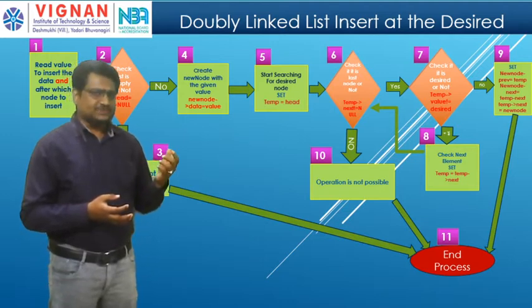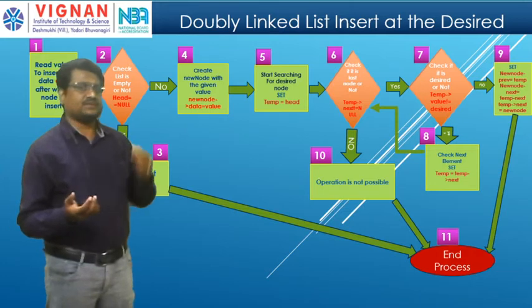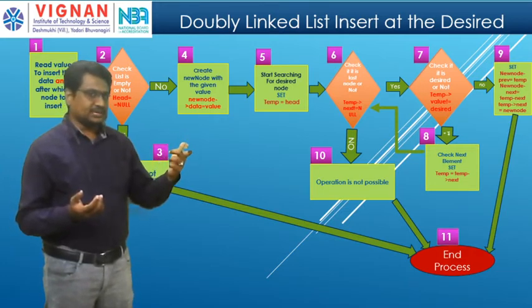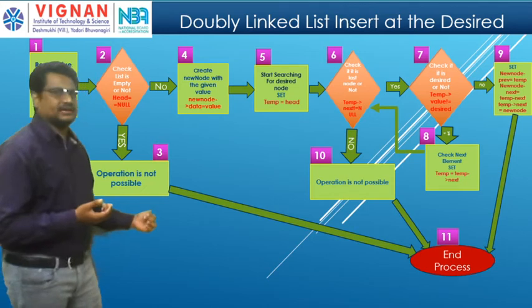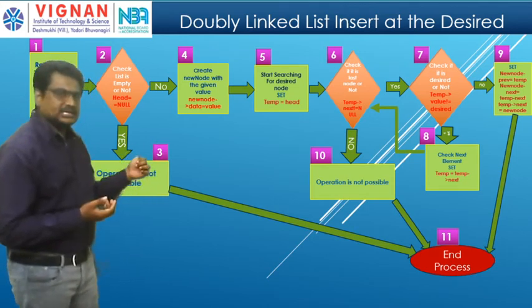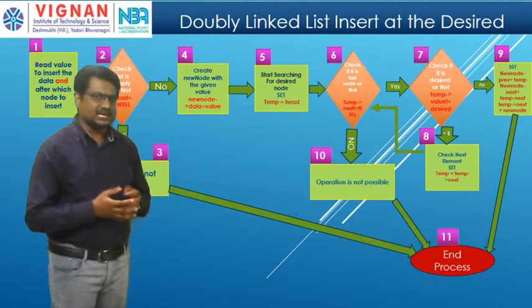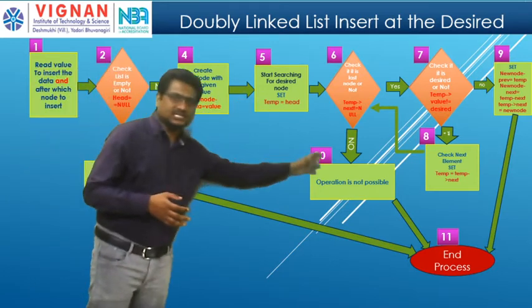So the only difference between starting, ending and the desired position is, if it is starting or ending and the linked list is empty, then the new node will become the head. But here it will become an error. If the elements are not available in the linked list, then it will be an error. If some elements are available in the linked list, then I have to do the complete operation.